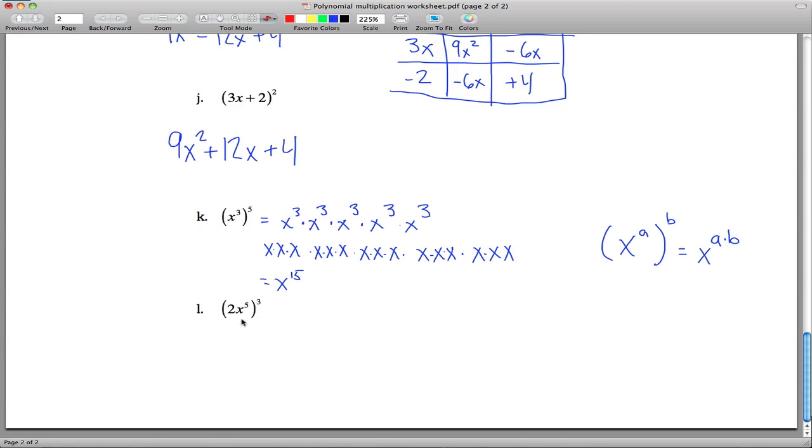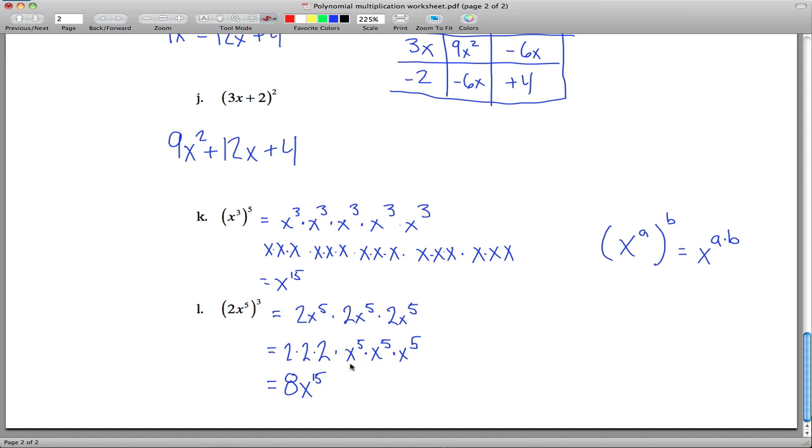All right, over here, kind of the same idea, (2x to the 5th) cubed. Well, let's see, this is 2x to the 5th times 2x to the 5th times 2x to the 5th. Multiplication commutes, so I can write this in any order I want. Oh, that's supposed to be a 5 at the end there. Maybe I'll try again. 2 times 2 times 2 is 8. x to the 5th times x to the 5th times x to the 5th turns out to be x to the 15th.